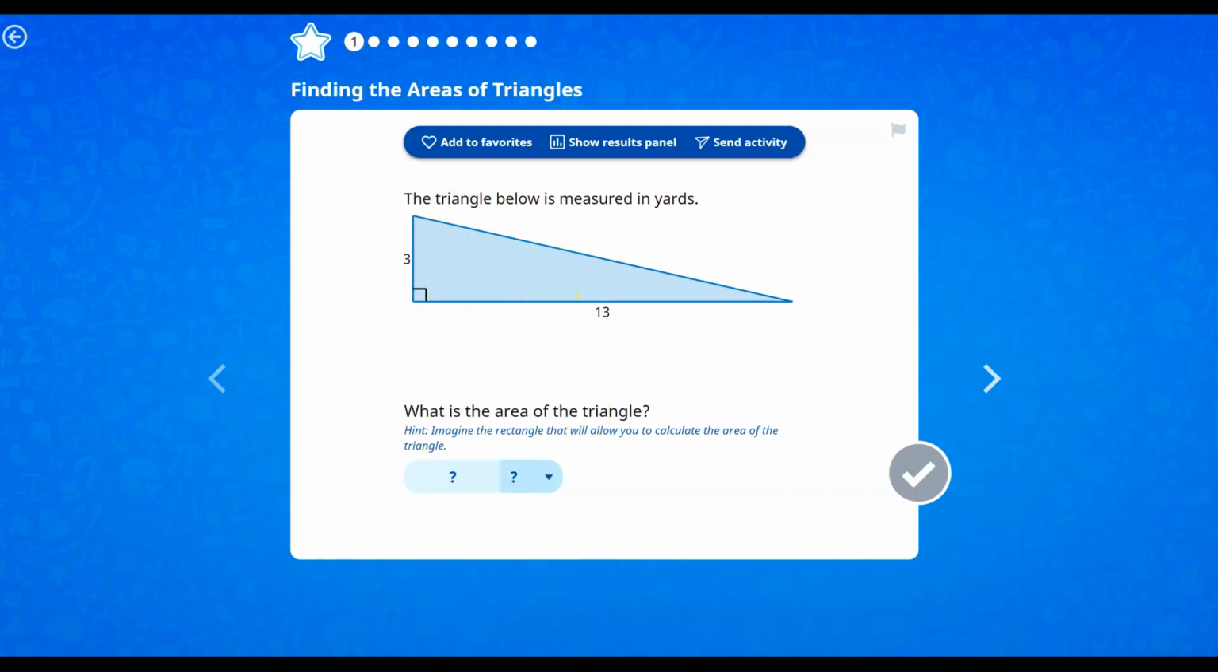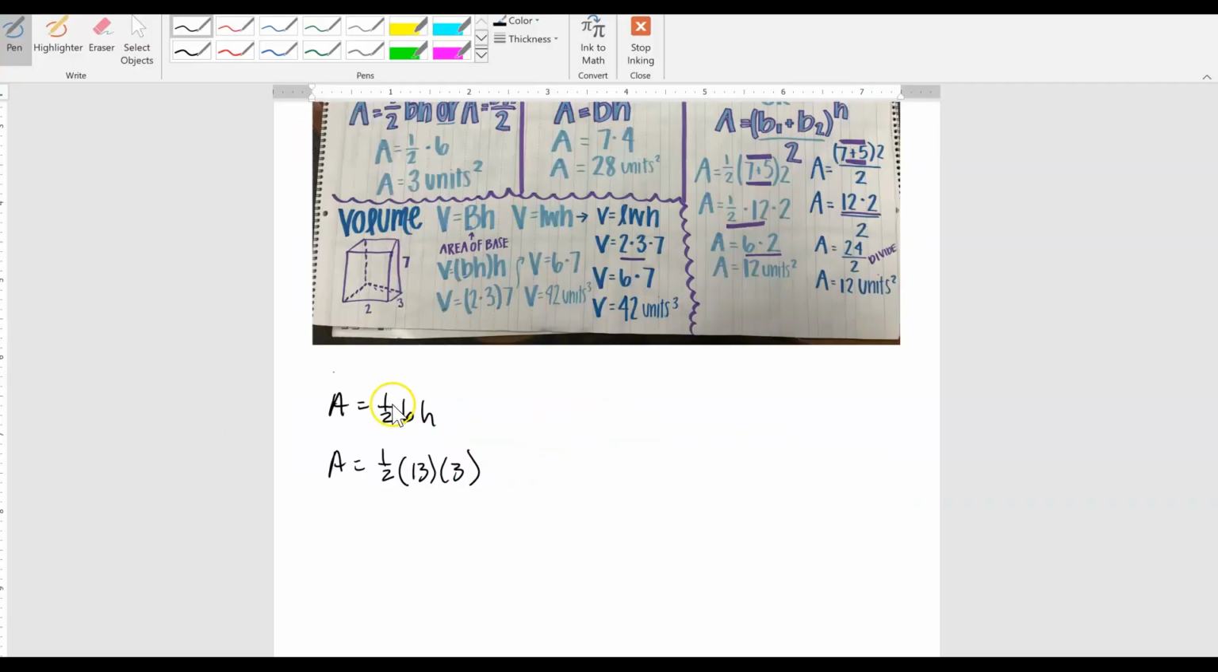So in order to figure this out, you're going to use the formula area equals 1/2 base times height, or area is equal to 1/2 times 13 times 3, because your base was 13, your height is 3. It doesn't really matter switching the order of this stuff because they're both odd numbers. So 1/2 of 13 ends up being 6.5 times 3. And your area is 19.5 yards squared.